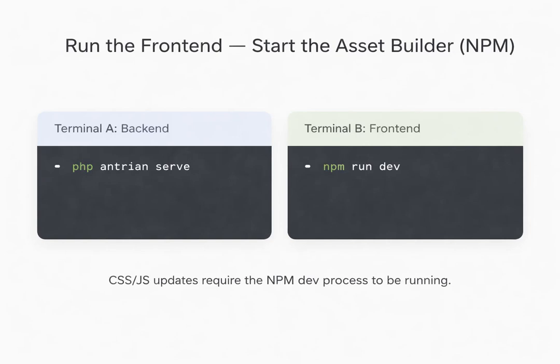In many Laravel setups, you also need the front-end build process running, especially for CSS and JavaScript. That's why a second terminal is used for npm run dev. With this running, changes to front-end assets get compiled and refreshed properly. So a typical workflow is one terminal for php artisan serve and another terminal for npm run dev.